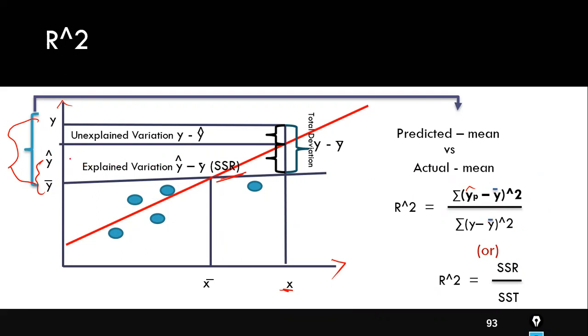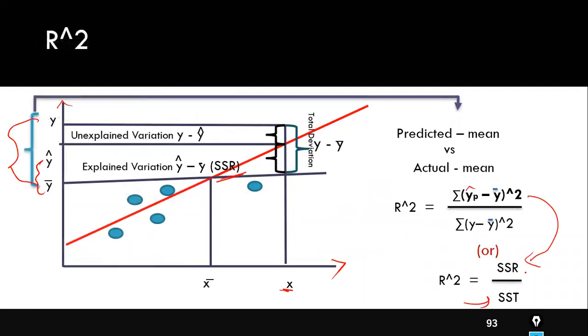The predicted minus the mean value is nothing but the sum of squared regression. This is the explained variation. So SSR is divided by y minus the mean, the total sum of squares, or total deviation. SST is in the denominator. Put simply, this is SSR, the explained variation, divided by the total variation.